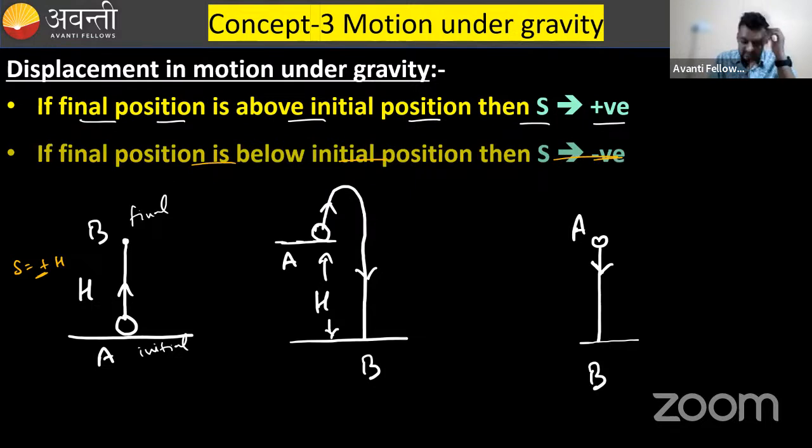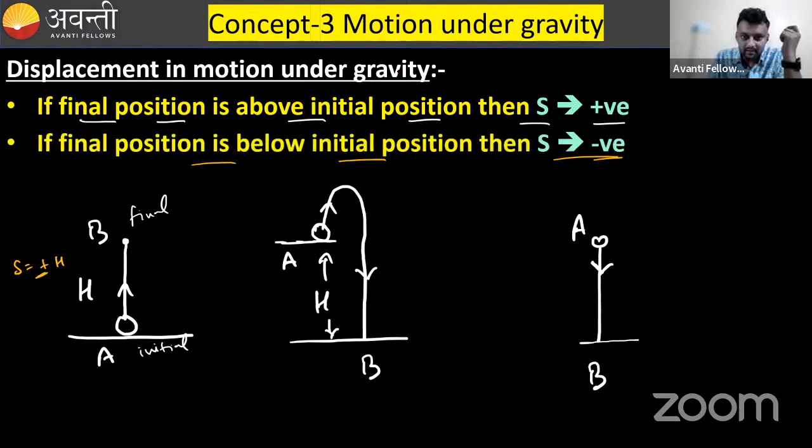Now, in the second question, the particle is thrown from A and it moves something like this, but finally it is at B. This is the final point. Can you see that the final point is below the initial point? So what will be the displacement? The distance between these two is h, but the displacement will be minus h because the final position is below.